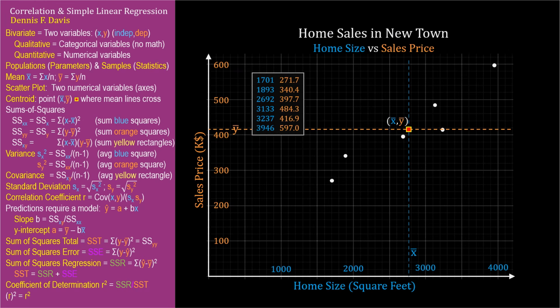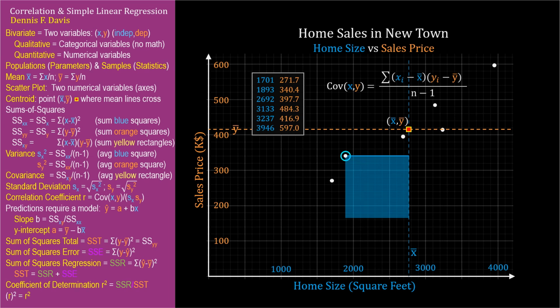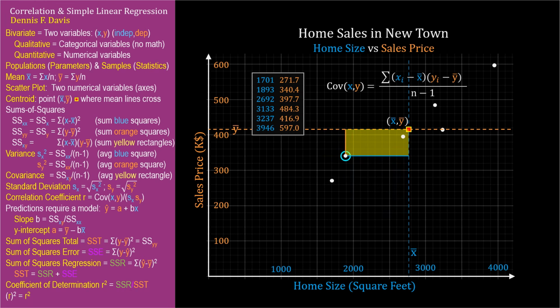Okay, let's do a computational example and calculate the covariance of our home sales data. Here's the scatter plot with the centroid marked, and as a reminder, here's the covariance formula. Let's consider this point. To find the x variance, we found the average area of the 6 blue squares. I'm just drawing one. To find the y variance, we found the average area of the 6 orange squares. Now, to find the covariance of x and y, we're going to find the average area of these 6 rectangles. Each rectangle's area is a product of this distance, x minus x bar, times this distance, y minus y bar.